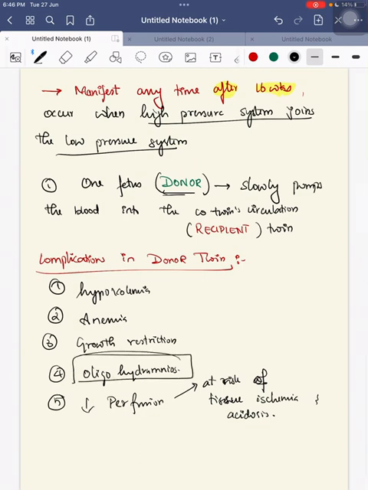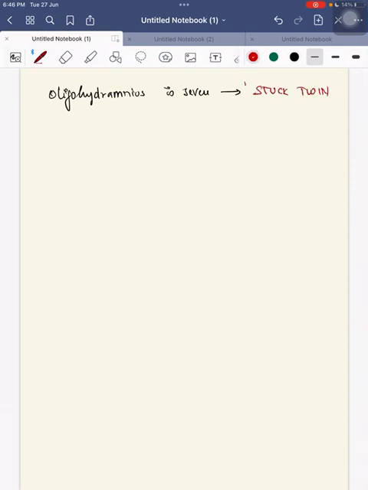Supposing the oligohydramnios in this donor twin is severe, it will lead to stuck twin. So what is called stuck twin? When the oligohydramnios is severe, this donor twin will be compressed against the uterine wall and it will suffer all the complications of prolonged compression.